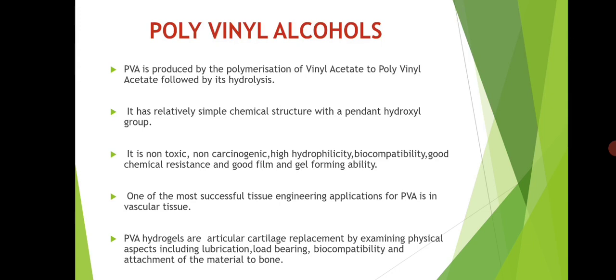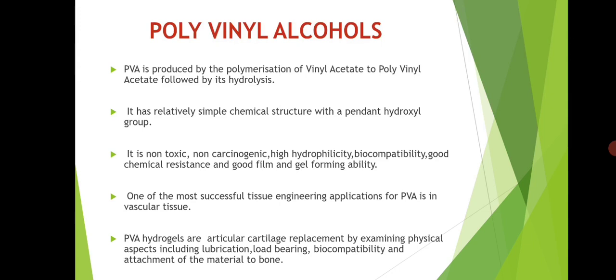Polyvinyl alcohol. PVA is produced by the polymerization of vinyl acetate to polyvinyl acetate followed by its hydrolysis. It has a relatively simple chemical structure with a pendant hydroxyl group. It is non-toxic, non-carcinogenic, with high hydrophilicity, biocompatibility, good chemical resistance, and good film and gel forming ability.